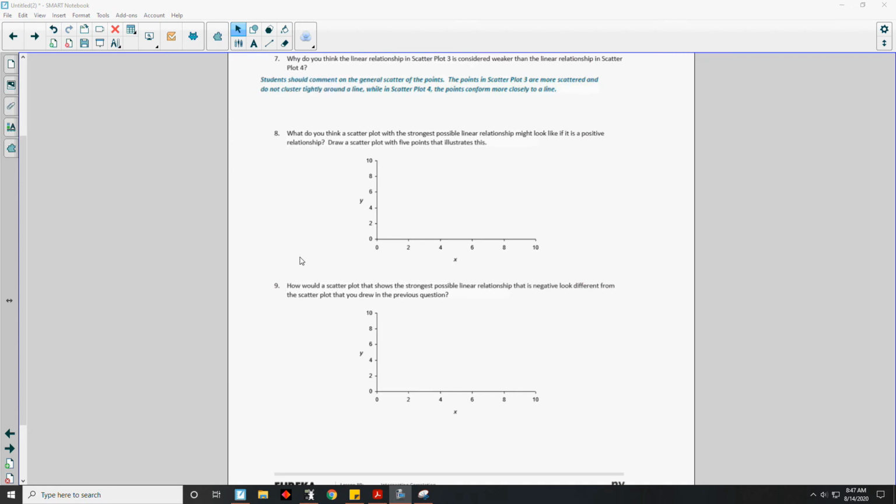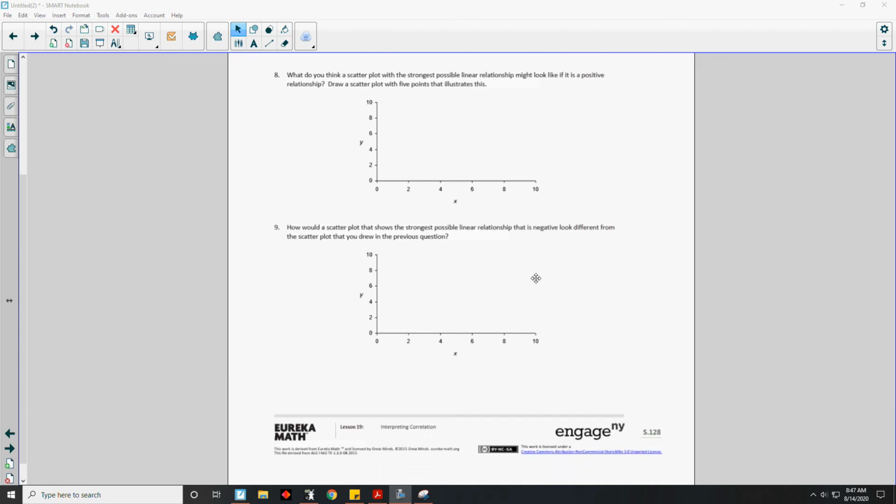Number 8, what do you think a scatterplot with the strongest possible linear relationship might look like if it is a positive relationship? Draw a scatterplot with 5 points that illustrate this. Okay, so the strongest possible linear relationship would be points, these 5 points would be right on the line, so that there would be no distance between the predicted and the actual. The actual would be on the predicted line.